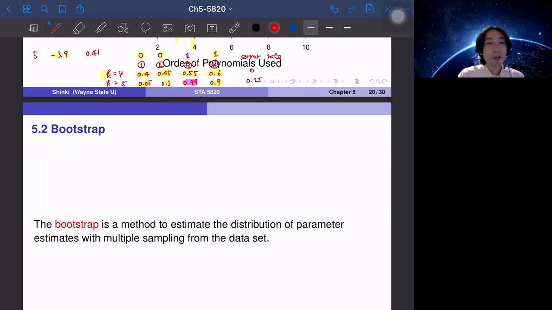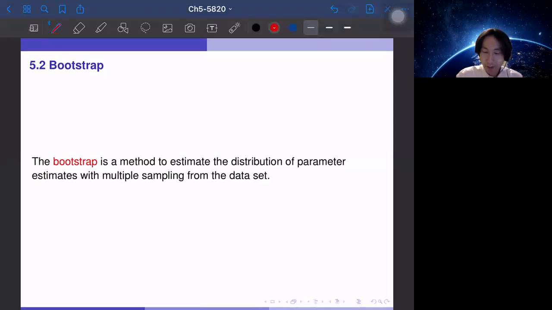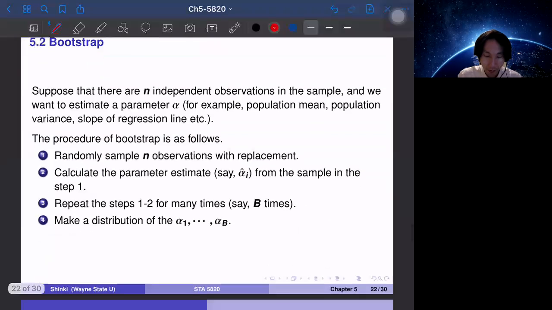Okay, so the Bootstrap. The Bootstrap is a method to estimate the distribution of parameter estimates with multiple sampling from the dataset. Suppose that we have n independent observations in the sample, and we want to estimate a parameter alpha, for example the population mean, population variance, slope of regression, or any parameter.